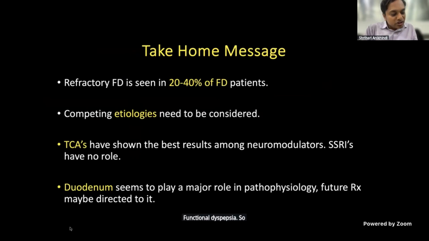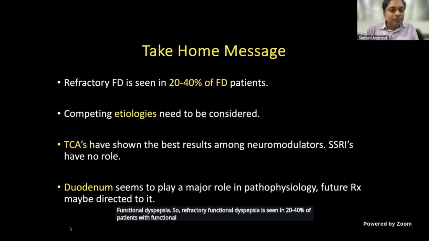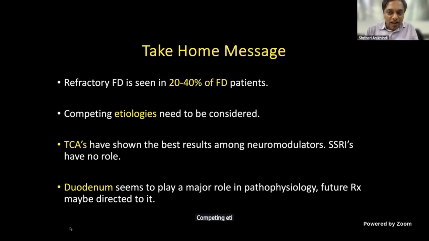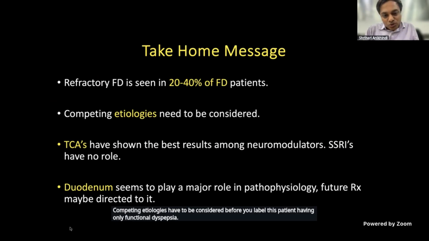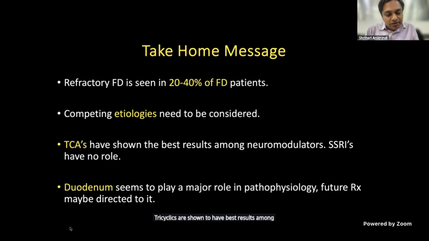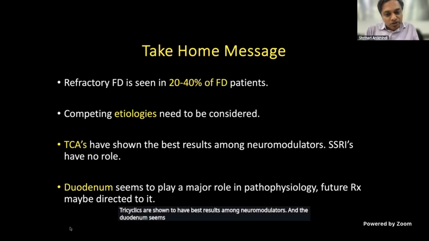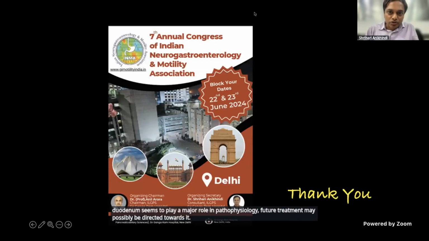Refractory functional dyspepsia is seen in 20 to 40% of patients with functional dyspepsia. Competing etiologies have to be considered before you label this patient as having only functional dyspepsia. Tricyclics are shown to have the best results among neuromodulators, and the duodenum seems to play a major role in pathophysiology. Future treatment may possibly be directed towards it. Thank you so much.